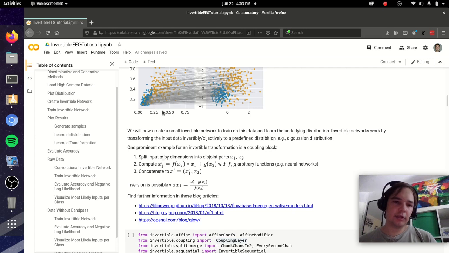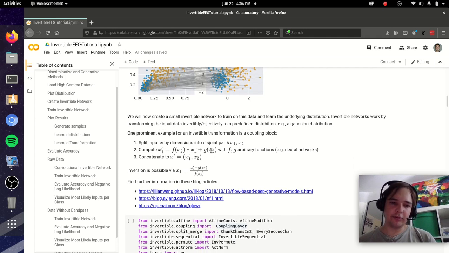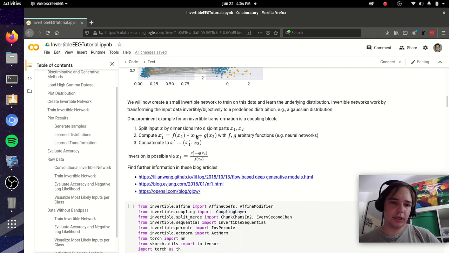So here, for example, for any point x, you of course have x1 and x2. And then you use one part of these dimensions to compute some coefficients, in this case affine coefficients, to transform the other dimensions. So if you use the x2, you will have some arbitrary function f, which will be some neural network, and some arbitrary function g, another neural network, which you apply to the x2 to get both the multiplication factor and the addition, so some affine coefficients, that you will apply to x1.